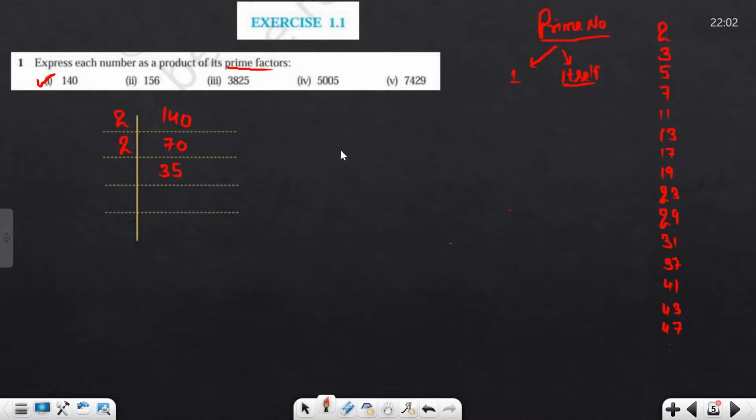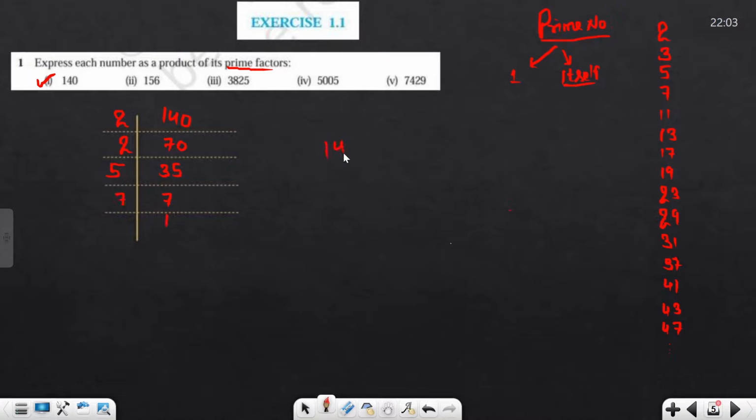Now we check 3. The divisibility rule for 3 is to add the digits of the number, and if the sum of digits is exactly divisible by 3, then the number is divisible by 3. 35: 3 and 5 is 8. 8 is not exactly divisible by 3, so the whole number is not divisible by 3. Now we check 5. If the unit digit is 0 or 5, the number is divisible by 5. Divide by 5 and we get 7, and 7 is a prime number. 7 divided by 7, we get 1.